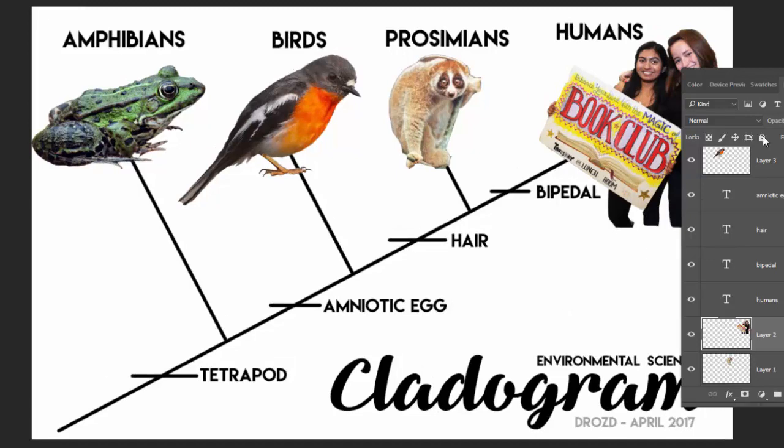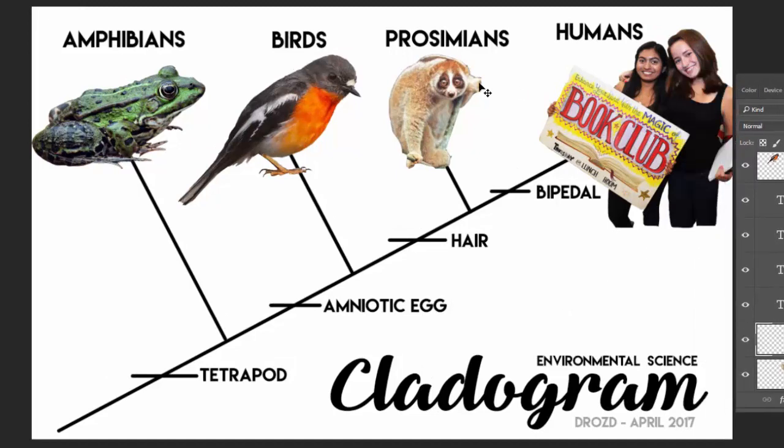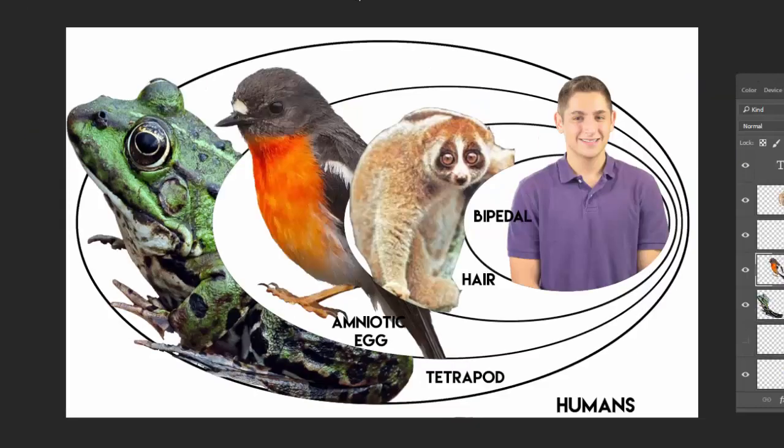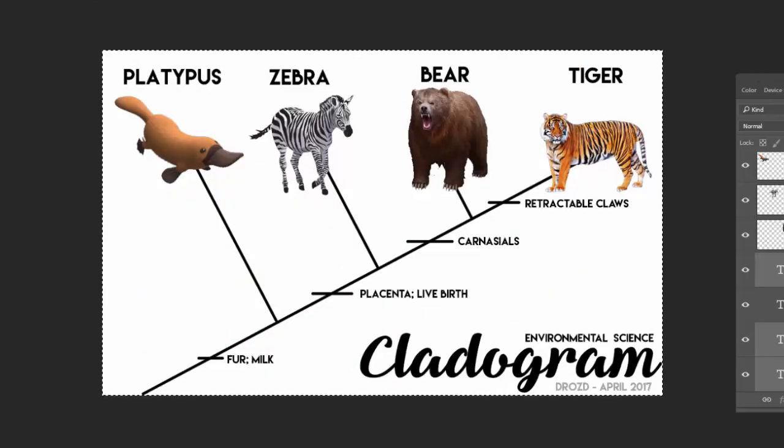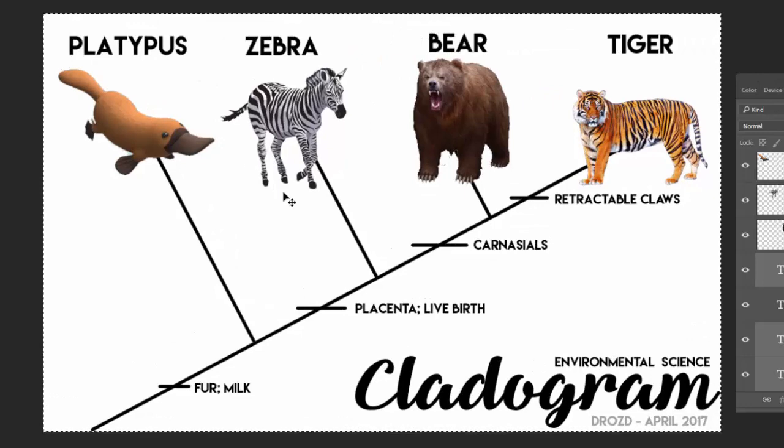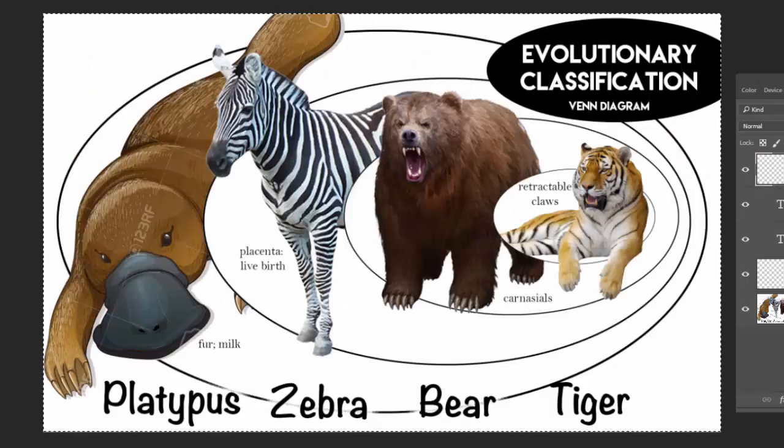So here's an example of a cladogram. We're going to be designing cladograms today, or alternatively, we're going to be creating this nested species classification in the form of a Venn diagram. And so here we've got Jasper, we've got prosimians, birds, and amphibians. I'm going to show you precisely how to do that, but first here's another quick example of this cladogram and the equivalent evolutionary classification in the form of Venn diagram.